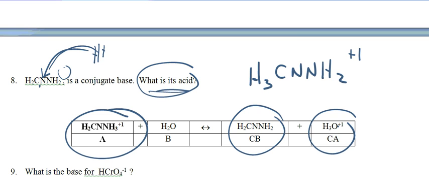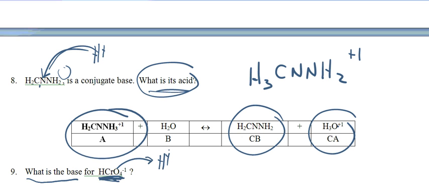Alright. Number 9. What is the base for CrO4 -1? Okay. So if it's asking what is the base for this, this has to be acting like an acid, or actually a conjugate acid. So what do conjugate acids do? They give away a hydrogen.